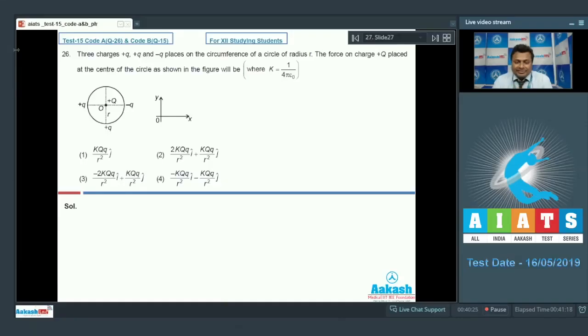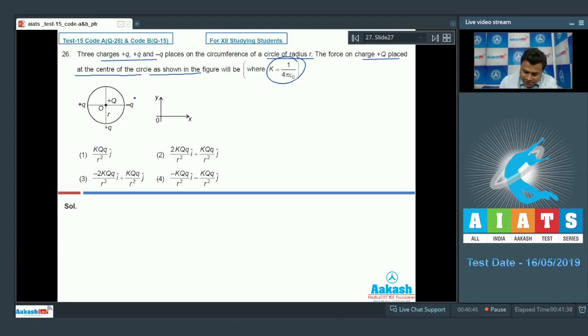So here is question number 26, everyone. Three charges plus q and minus q are placed on the circumference of a circle of radius small r. The force on charge plus capital Q placed at the center of the circle, as shown in the figure, will be what? Where 1 by 4 pi epsilon naught can be written as k.